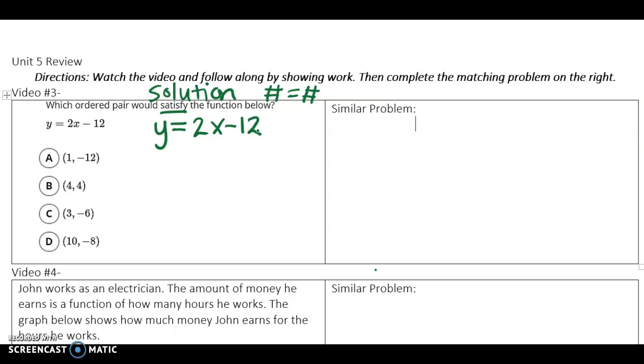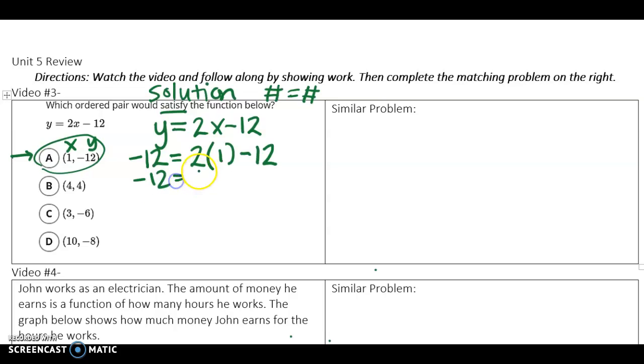I will be taking each coordinate point offered and I'm going to replace each x and replace each y. So if I'm going to test out A, instead of writing y, I'm going to write negative 12. I'm going to start rewriting the rest of the equation. Instead of writing x, I'm going to be writing 1 and minus 12. At this point, I have plugged in this coordinate point and I'm seeing if it works.